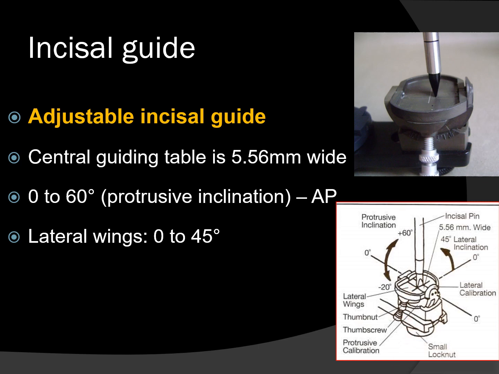Anterior posteriorly it is adjusted from 0 to 60 degrees, and it is secured by a small lock nut. So this is the lock nut where anterior-posterior adjustment can be made, and laterally this can be adjusted from 0 to 45 degrees by an elevating thumb screw. So this is the elevating thumb screw, and the lateral wings can be adjusted from 0 to 45 degrees. Now there are three types of incisal guidance similar to that of condylar guidance. So there is fixed, adjustable and also customized incisal guidance.